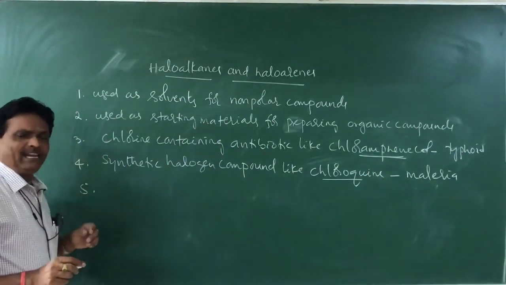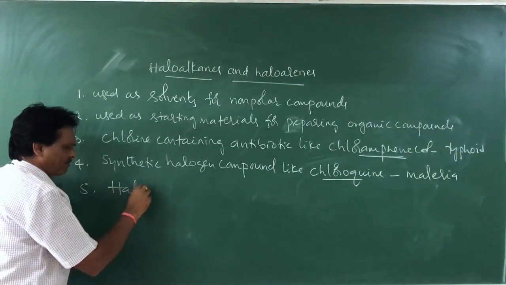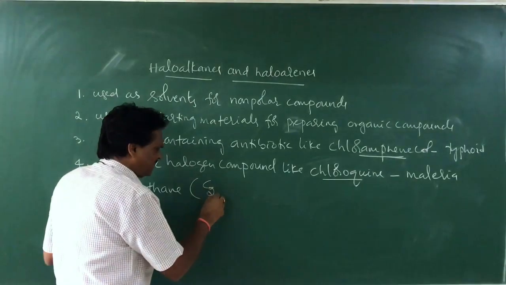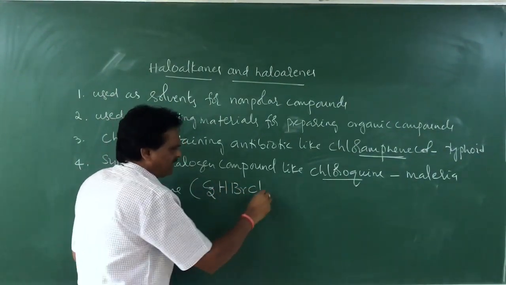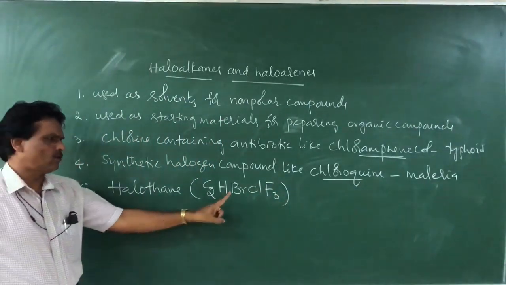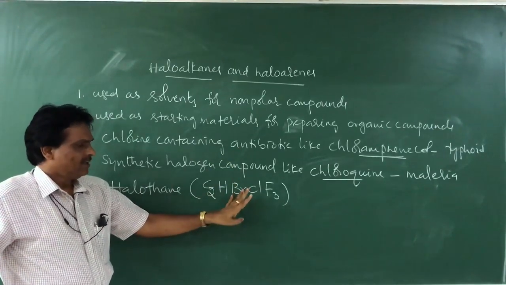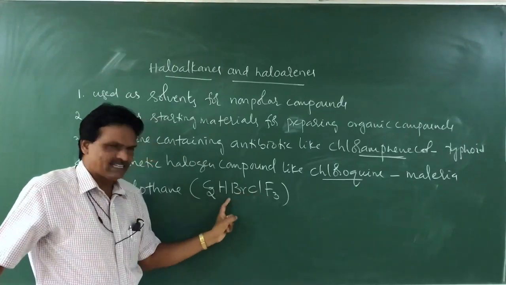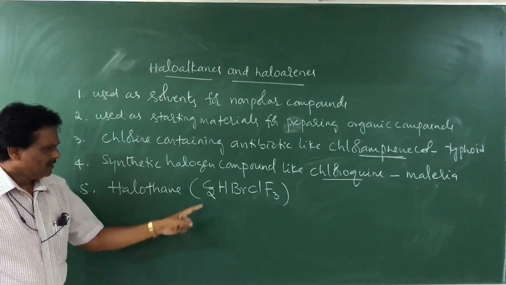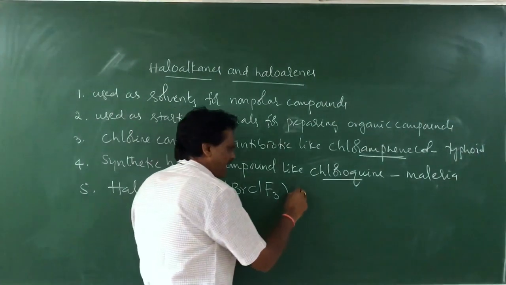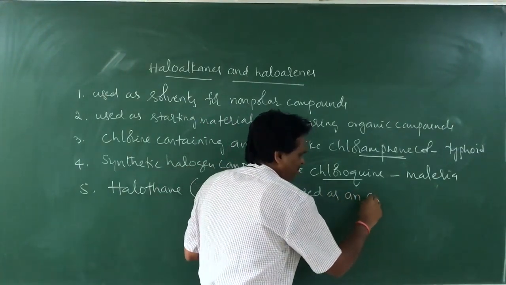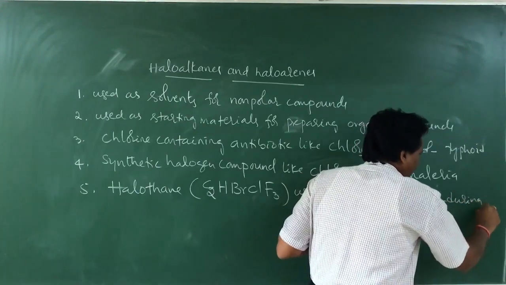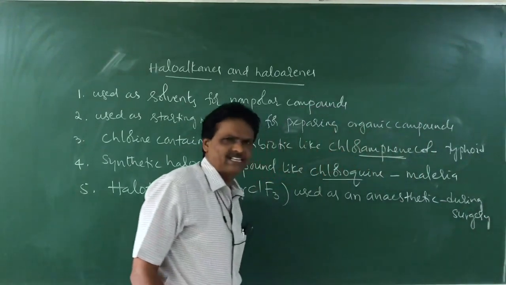Then polyhalogen compounds like halothane. The formula of halothane is C2HBrClF3. This is a polyhalogen compound derived from ethane, C2H6. Out of 6 hydrogen atoms, 5 hydrogen atoms are replaced by 3 fluorine, 1 chlorine and 1 bromine. That compound is a polyhalogenated hydrocarbon called halothane. It is used as an anesthetic during surgery.